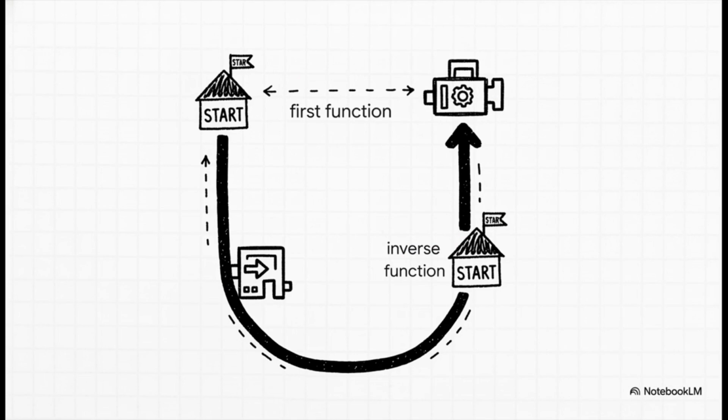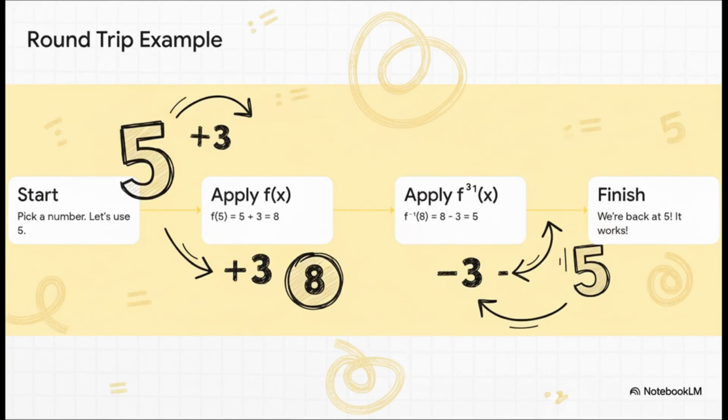And really, the best way to think about it is as a round trip. You start with a number, you send it through your first function, and then you take that result and send it right through the inverse. If you did everything right, you should land exactly back where you started. It's the final proof. Let's do a quick one.